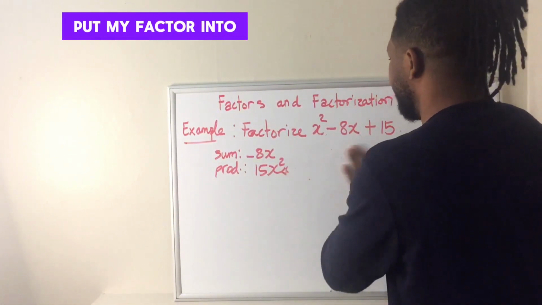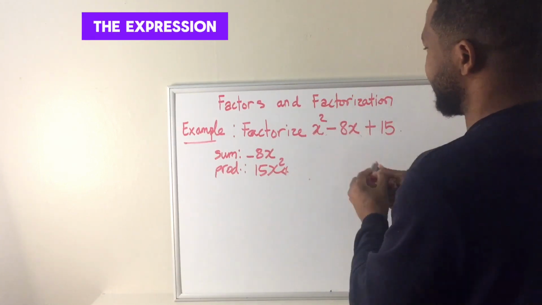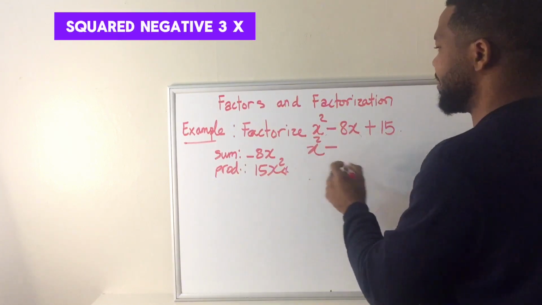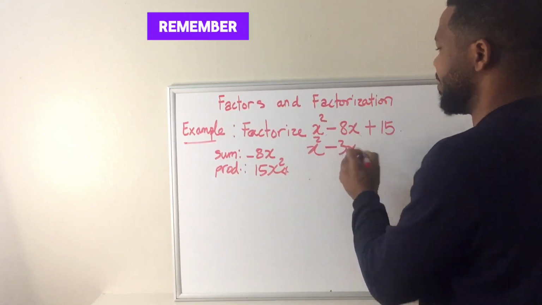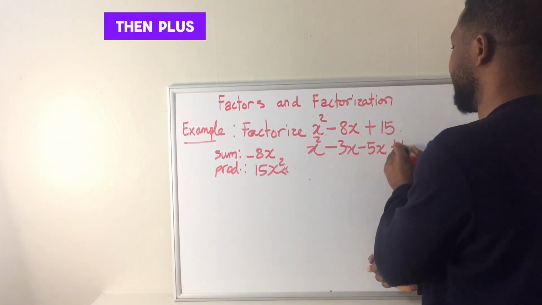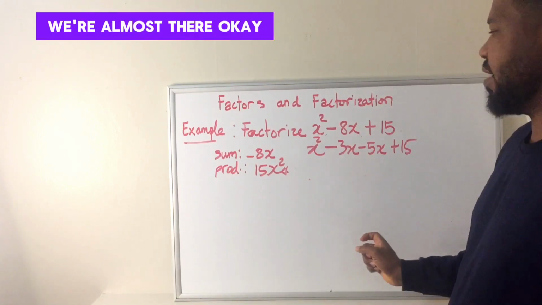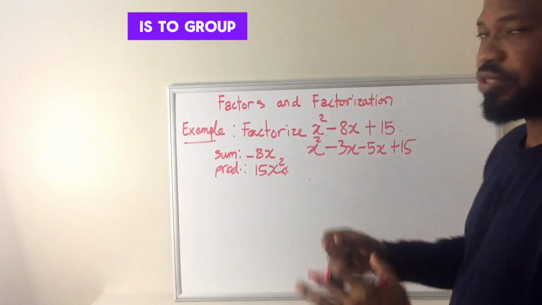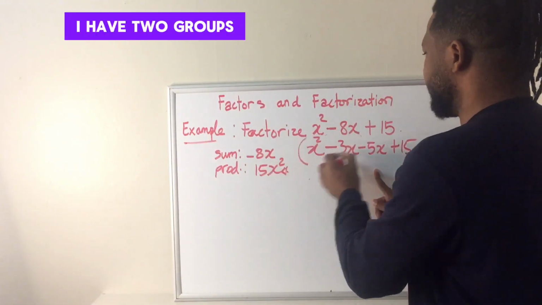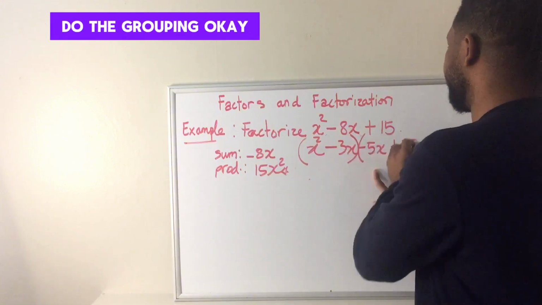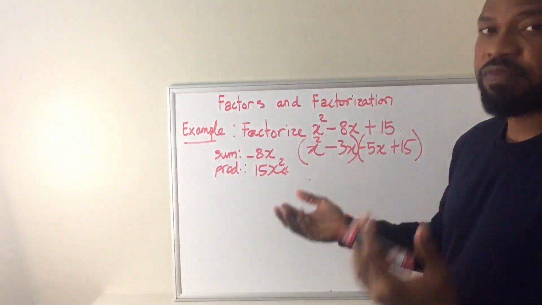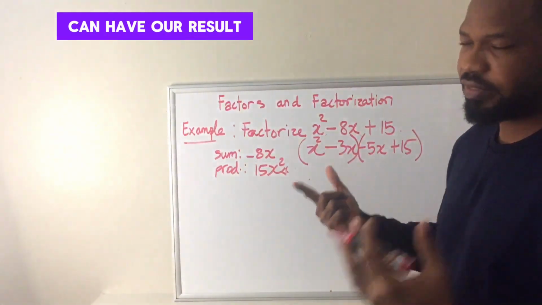Now I'm going to put my factors into the expression. So I will rewrite my expression as x squared, negative 3x, and negative 5x, then plus 15. We're almost there. Now the next step is to group what you have in the expression. As you can see here, I have two groups. This is how we do the grouping. The next step from here is to factorize so that we can have our result.